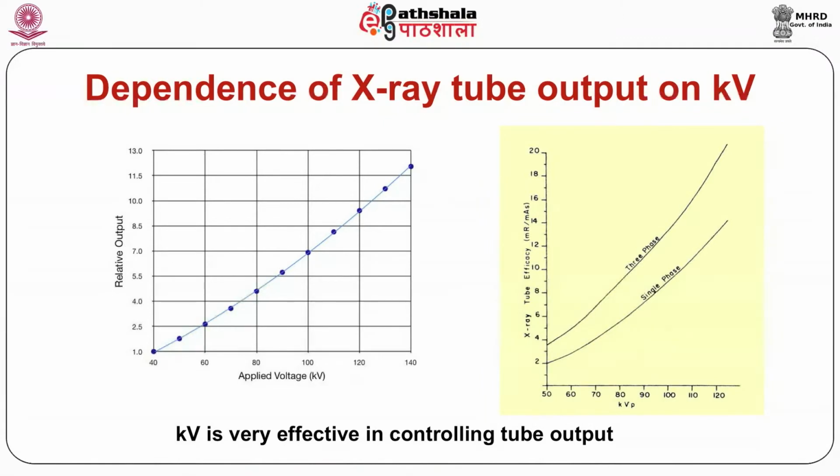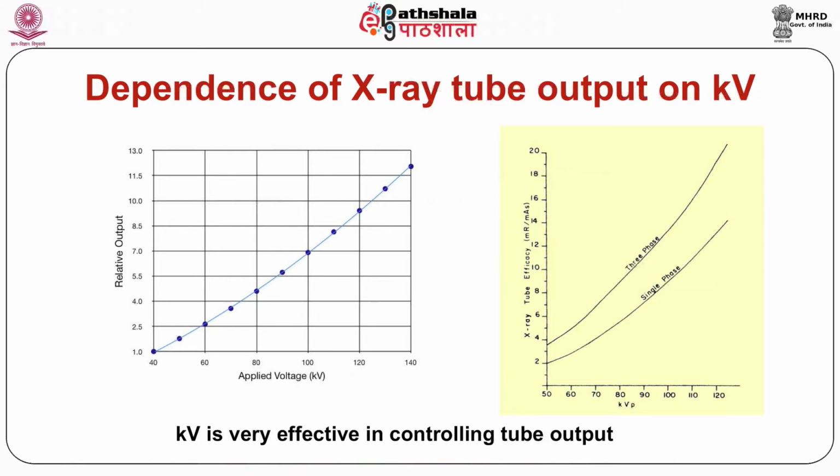The dependence of X-ray tube output on tube voltage, that is relative output, and output in MR per ms has already been shown in the figure earlier. So, this is the conclusion we draw from what we discussed.